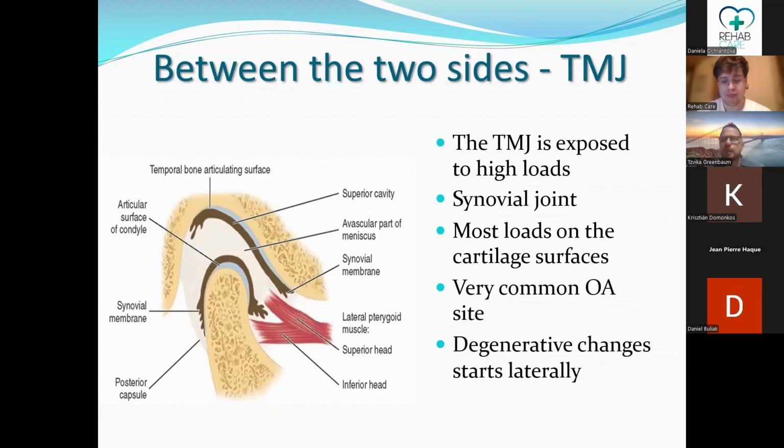This joint is exposed to very high loads during our life because it's probably the most used joint in our body since we are babies and also until our elderly days. We speak, we eat, we drink, we yawn. These are very basic functions, and therefore a human uses this joint thousands of times per day.